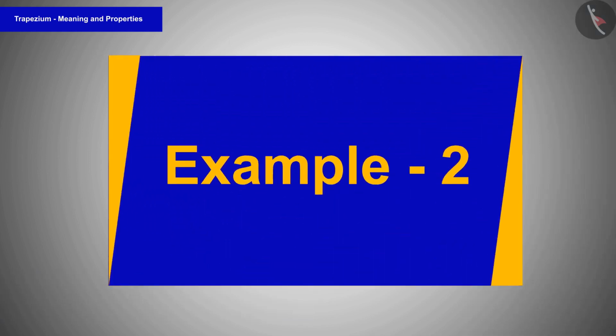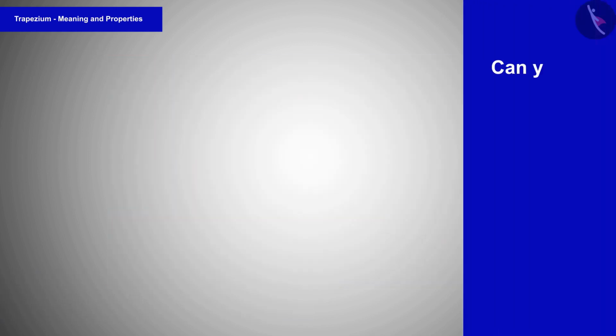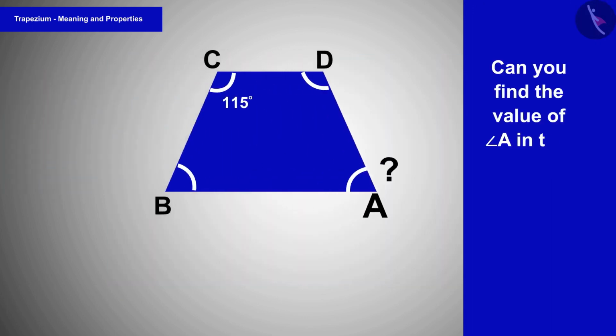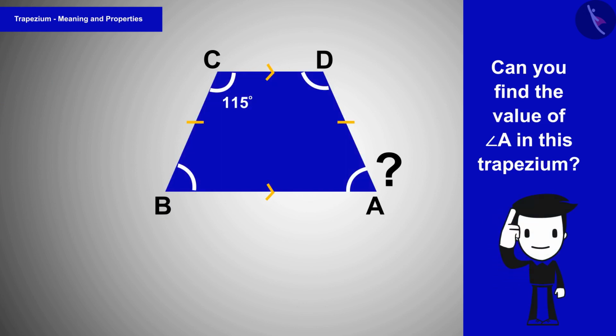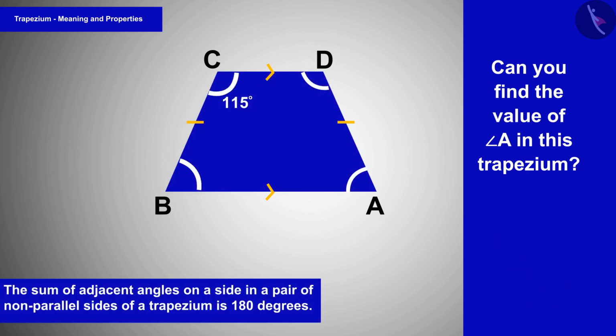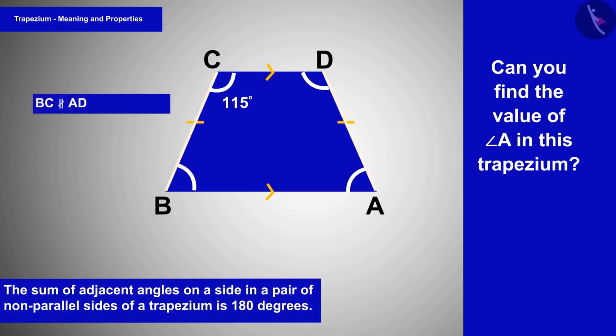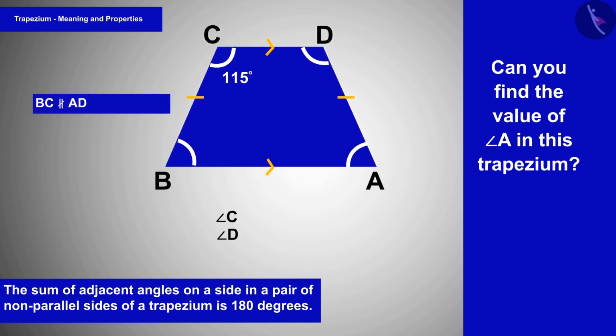Let us see another example. Can you find the value of angle A in this trapezium? Pause the video and try. Let us find the value of angle A. By trapezium properties, we know that the sum of two adjacent angles formed on each non-parallel side of any trapezium is 180 degrees.